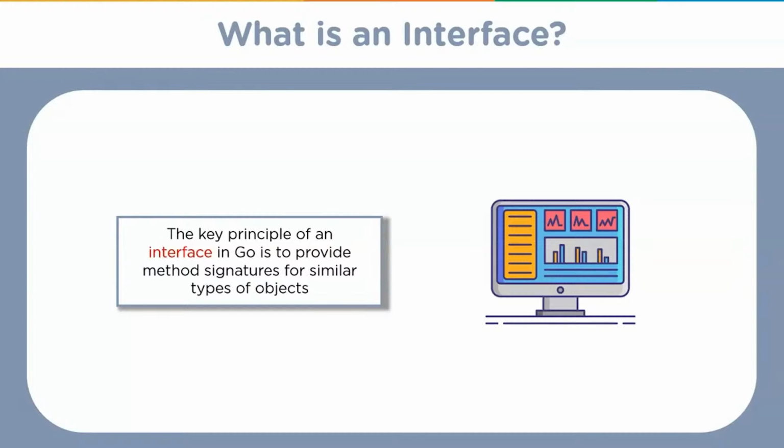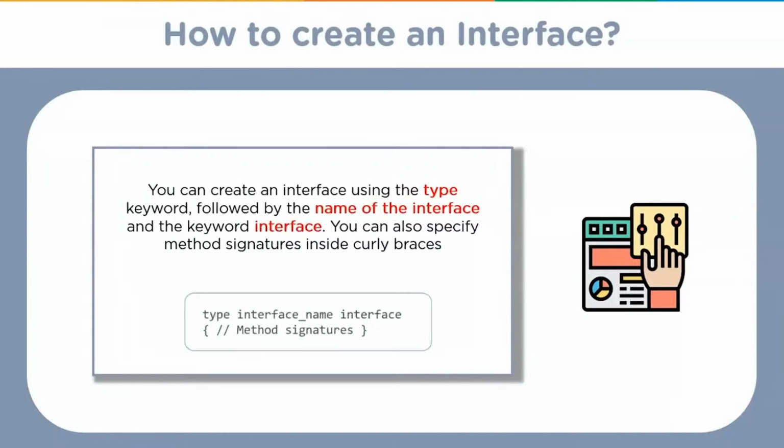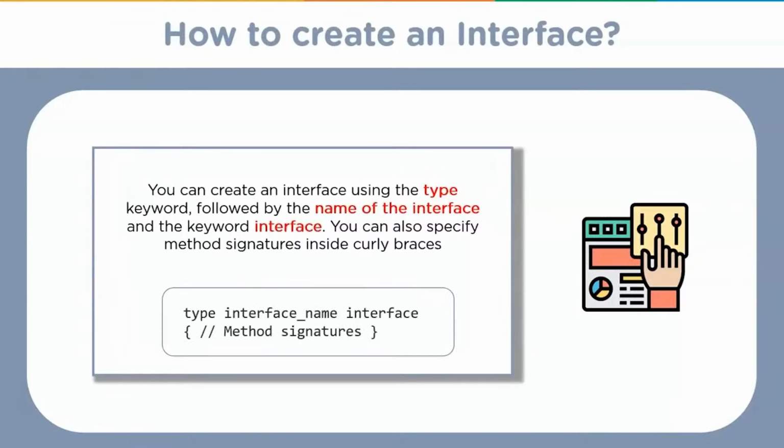Let's learn how to create an interface. In Go, you can create an interface using the type keyword followed by the name of the interface and the keyword interface. And you can specify method signatures inside curly braces. You will get to understand the creation of interfaces with example.